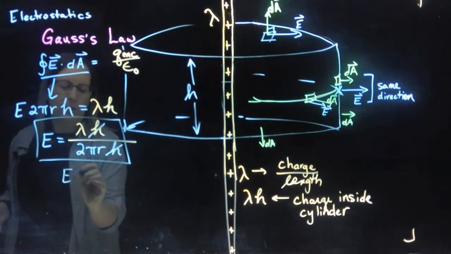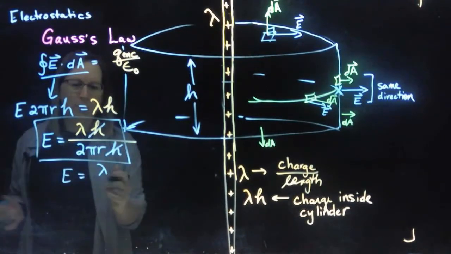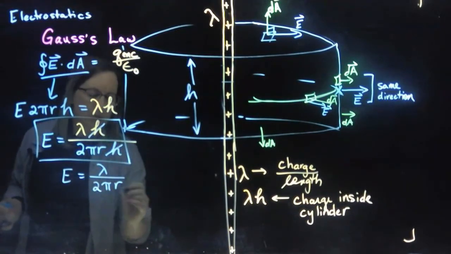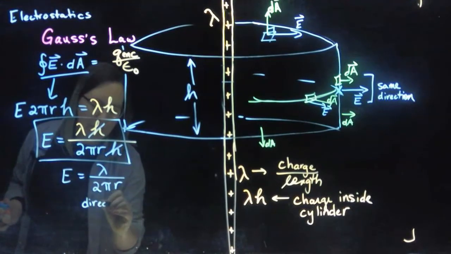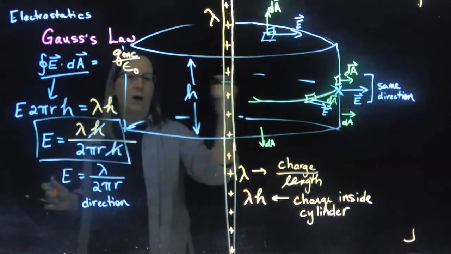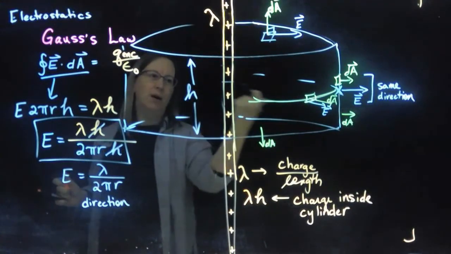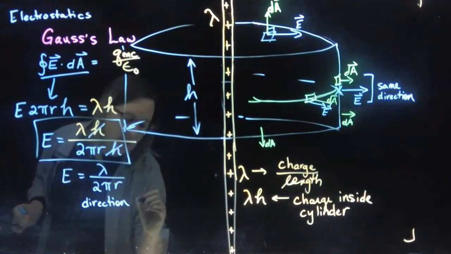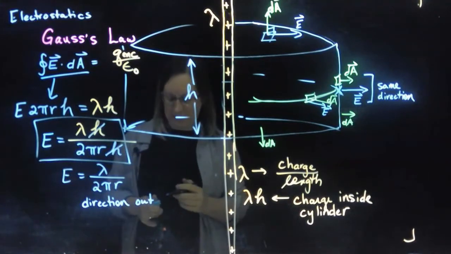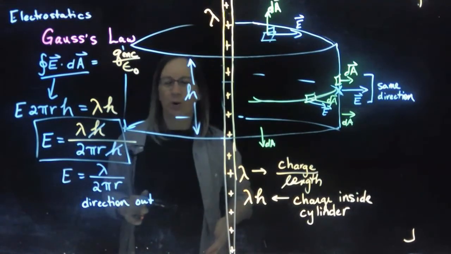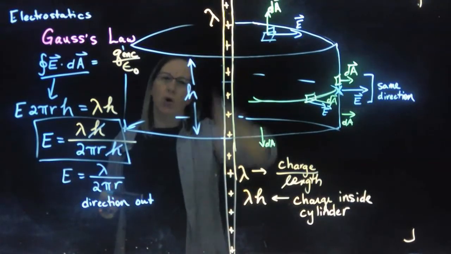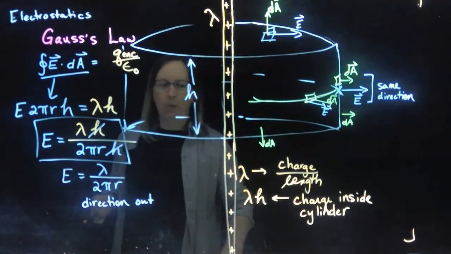This is the value of the electric field: the charge per unit length, 4 coulombs per meter if you like, over 2 pi r. That's the magnitude. The direction is out, radially out, away from this post or this rod or this wire. So this could be, for example, the electric field of a wire-type situation where it's really, really long.